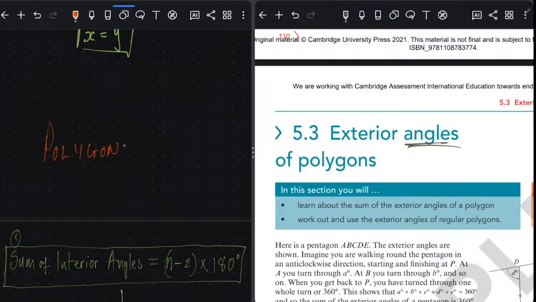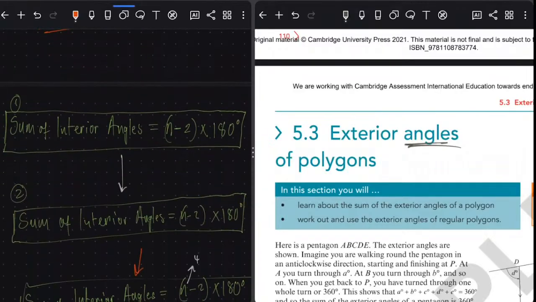We are done with parallel lines. Here we are now dealing with polygons, but it's the same chapter. It's still about angles, so as long as it's about angles, then it's chapter 5. This is the other section of chapter 5, where you are dealing with polygons. And there is a cheat code. The cheat code is: use the formula always.